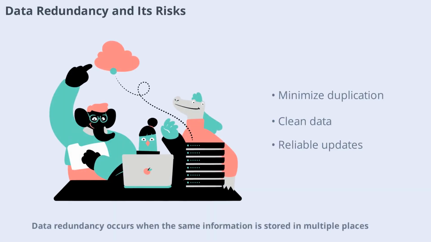Data redundancy occurs when the same information is stored in multiple places. While sometimes necessary for performance, redundancy can lead to inconsistencies and wasted storage. Effective data design minimizes unnecessary duplication, ensuring that updates are made in one place and reflected everywhere. This keeps your data clean and reliable.